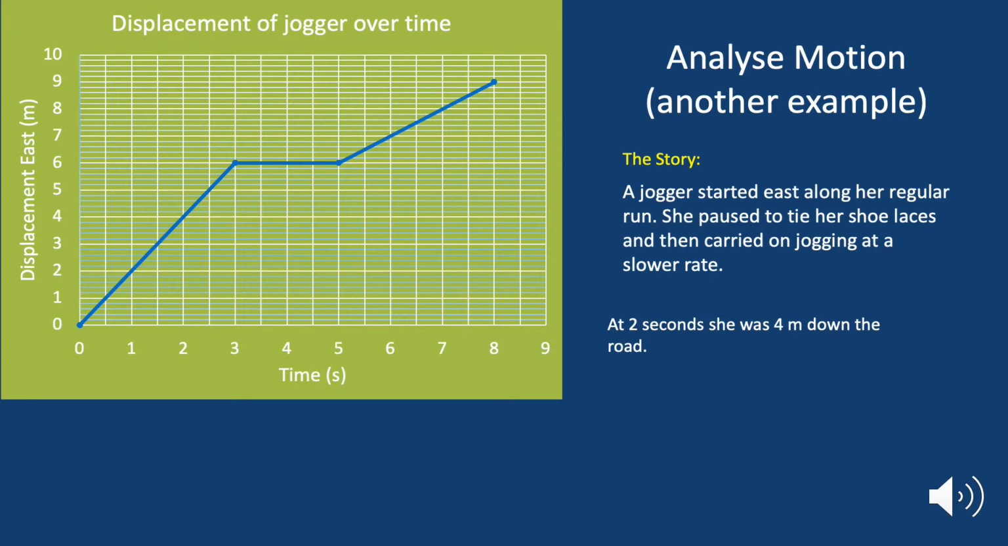Okay, what else can we get? Between the 3 and 5 second marks, we can see that she didn't actually move. So at 3 seconds, she stops at 6 meters east, and she remains at 6 meters east as time passes to 4 seconds and to 5 seconds.